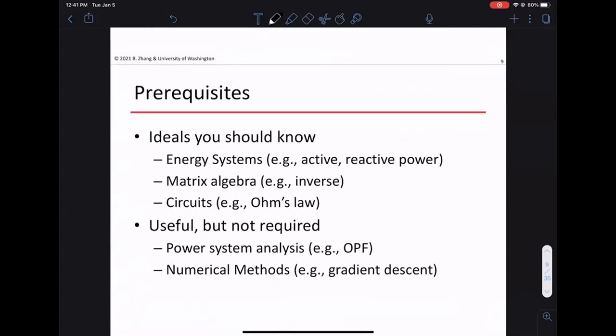Any questions about course logistics? Any issues about logistics? Okay, all right, so all that is logistics.